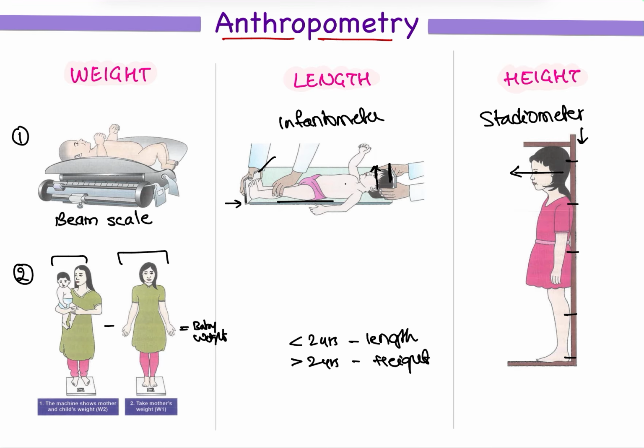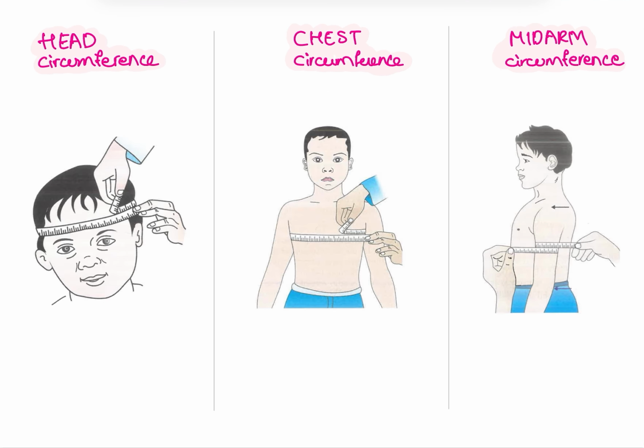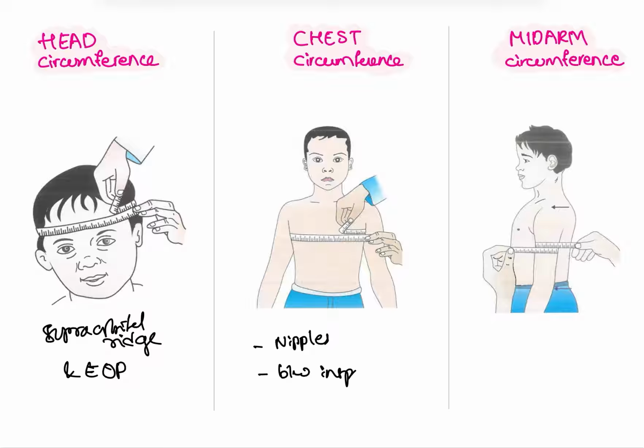The headboard should move down and the height is measured. Head circumference is measured around the supraorbital ridge and external occipital protuberance with non-stretchable tape. Chest circumference is measured at the level of nipples in between inspiration and expiration.